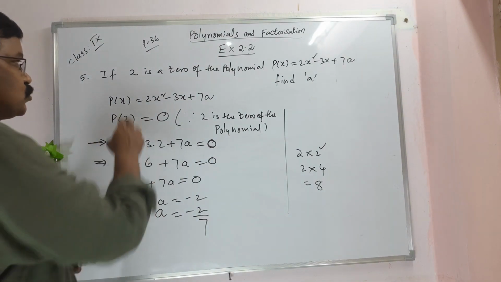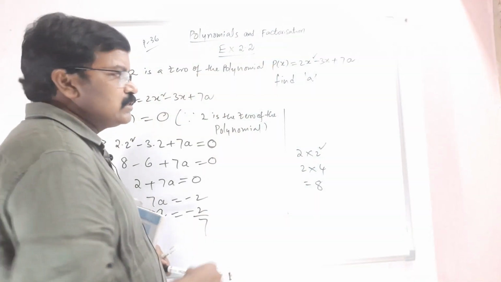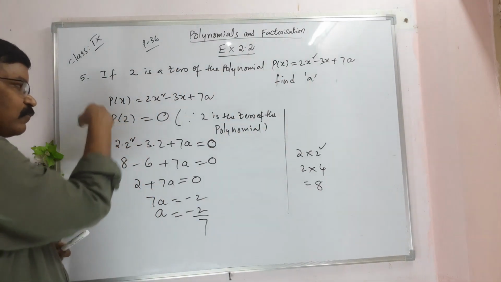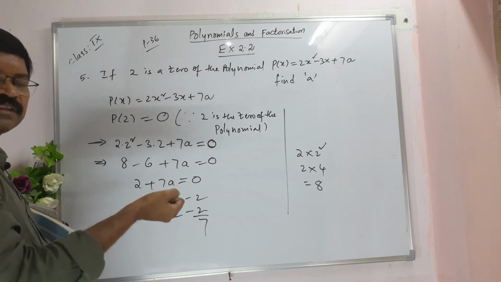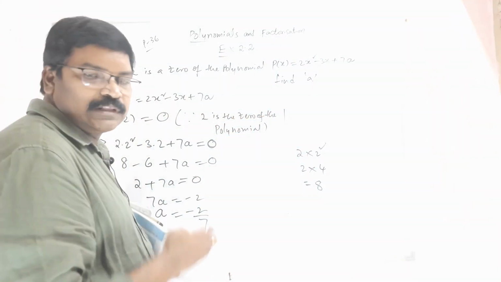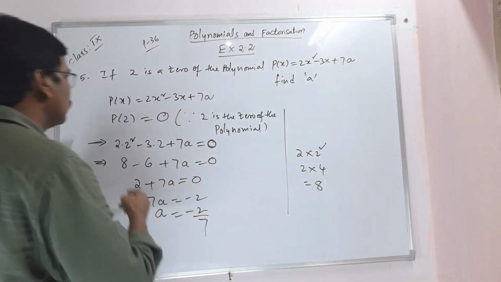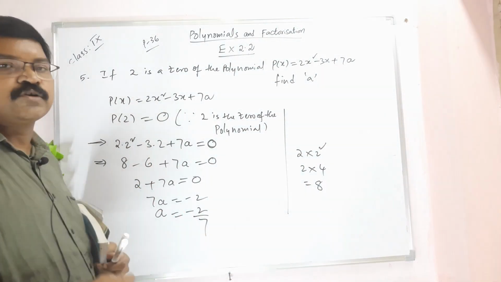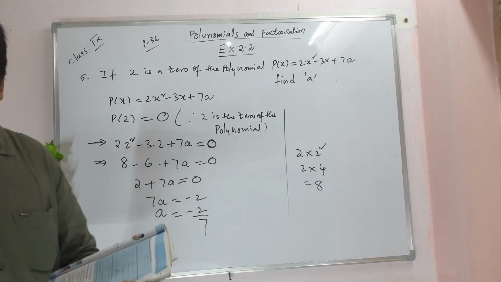So understand, students, 2 is the zero of the polynomial. To find the value of a, we have to equate p of 2 to 0. It's already given that 2 is the zero of the polynomial, that means p of 2 is equal to 0. Then this is the process. Please write down. Okay. Next.